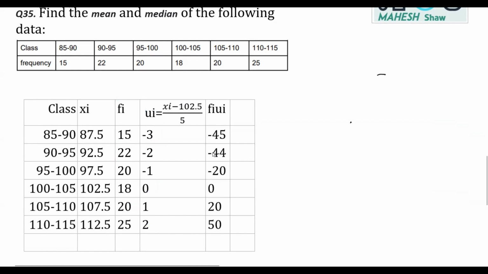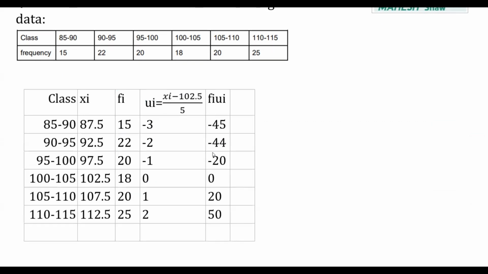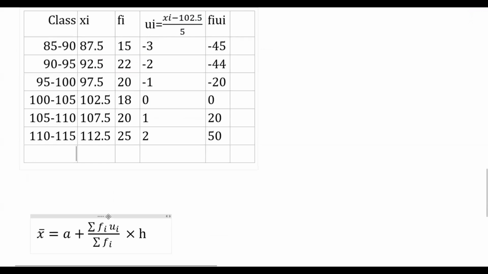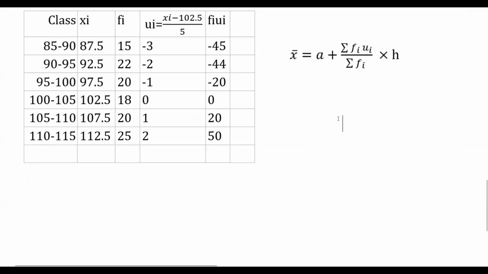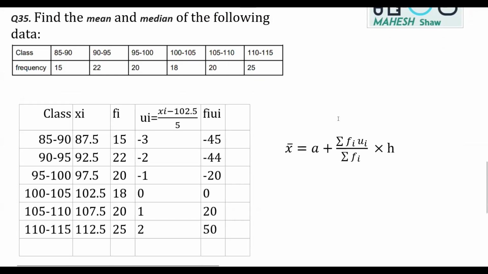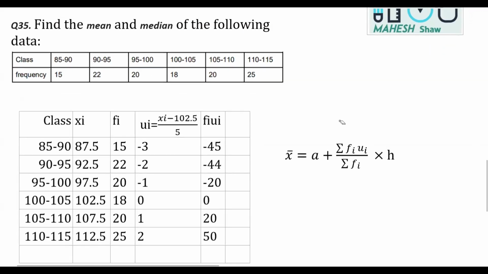First of all, I'll tell you what I'm going to apply is the median formula, which I have already written over here. Let's bring it over here. Now, this is the formula for calculating the mean, not median. For calculating the mean, we are going to use this, where A stands for assumed mean: X bar equals A plus sigma Fi Ui divided by sigma Fi, into H. So what are the things which we already know here? We know A, which is 102.5. We know H. And here for sigma Fi, we have to get the summation of this column.